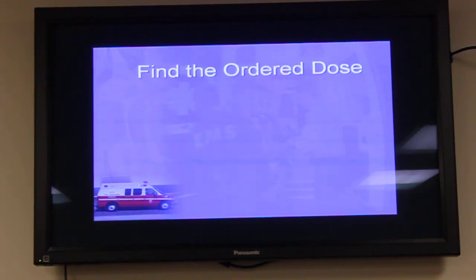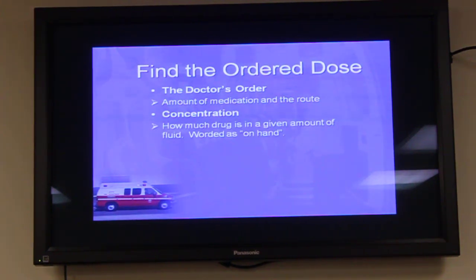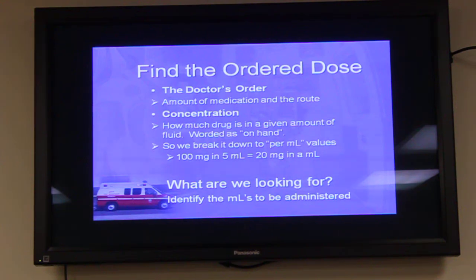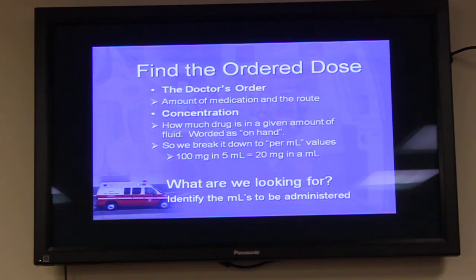So, let's go ahead and talk about medicine for a second. Finding the ordered dose. Well, first of all, we have the physician's order, the amount of medication and the route, and the concentration, we'll talk about that here in a second, how much drug is in a given amount of fluid, and we're going to word that as on hand. So if we break it down per milliliter, as an example, we've got 100 milligrams in 5 milliliters. That equals 20 milligrams in 1 milliliter, okay?